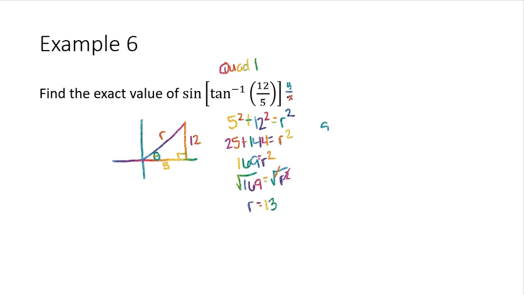The sine is defined to be the opposite side over the hypotenuse, or we could say the y coordinate over the r coordinate. And in this case, we knew y was 12, and we just found r to be 13. And so this problem will simplify into 12 over 13.